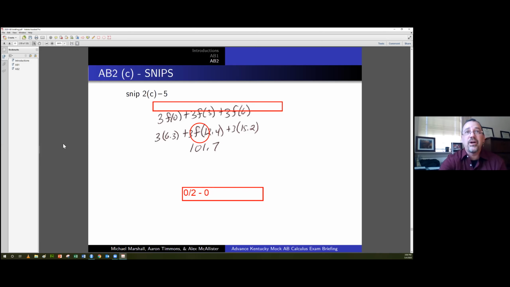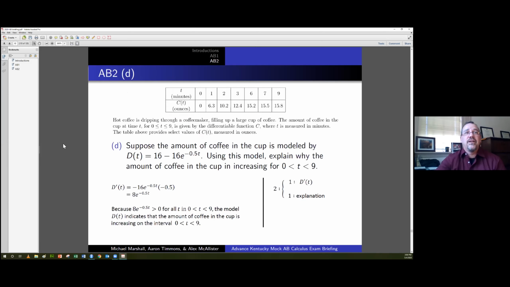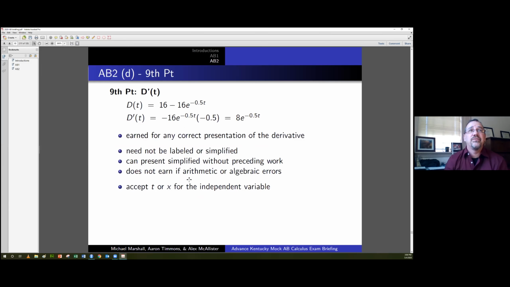All right, we just got one more part here, right? So we've given ourselves a model 16 minus 16 e to the negative 0.5t, called it d of t. And then we're supposed to explain why the amount of coffee in the cup is increasing. So we're gonna be looking for our ninth point, it's a derivative, and then we'll be looking for some kind of explanation.